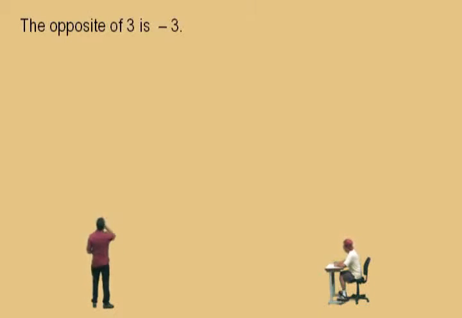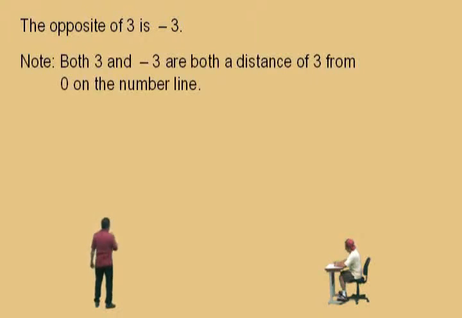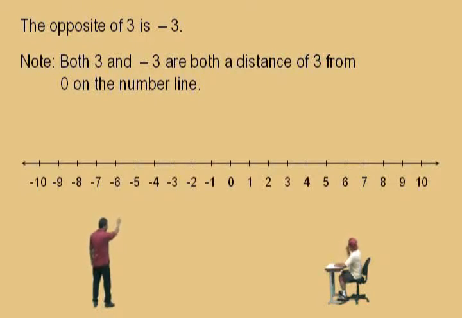Now, here we're asked, what is the opposite of 3? Well, the opposite of 3 is -3. What does that mean? Well, both 3 and -3 each are a distance of 3 from 0 on the number line. Watch. Here's a number line here. 3 is over there. It's a distance of 3 from 0. -3 is over here, a distance of 3. So -3 and 3 are called opposites of each other. Just like 4 and -4 would be opposites of each other, 5 and -5 would be opposites of each other.